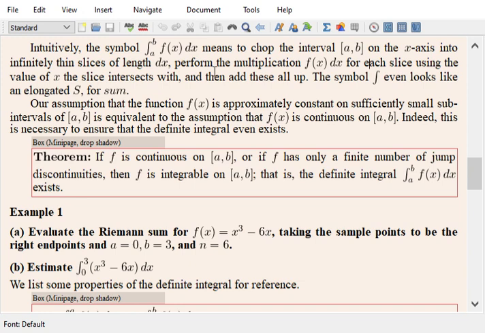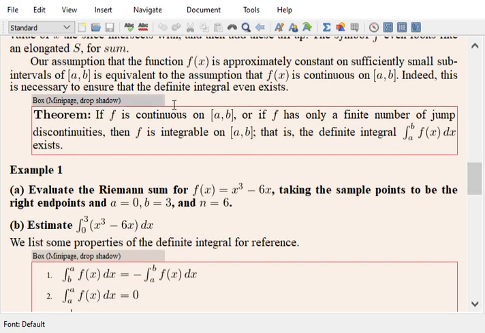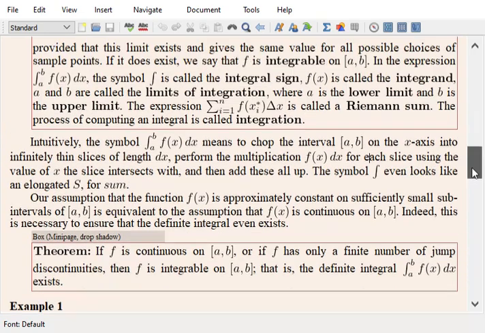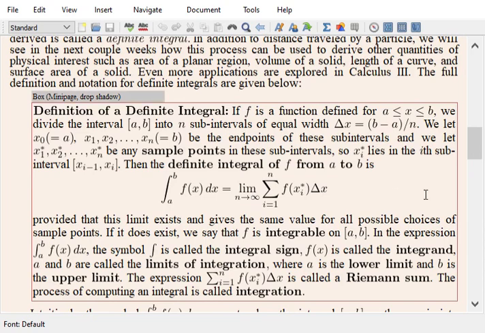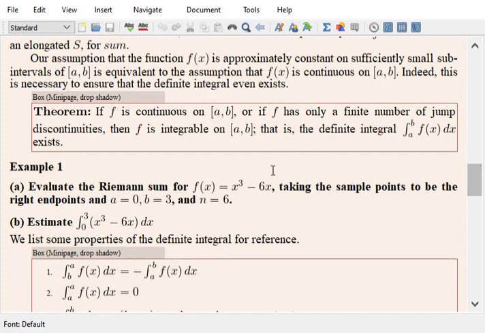So our assumption, this is all dependent, of course, on the function f being approximately constant on sufficiently small subintervals of a, b. And like I said before, that's the same as saying that the function f is continuous. And as it happens, if you assume that the function f is continuous, then the definite integral always exists, because anytime you take a limit, there's always a question about whether that limit actually exists or not. So if the function we're integrating is continuous on this interval, then yes, the integral will always exist.